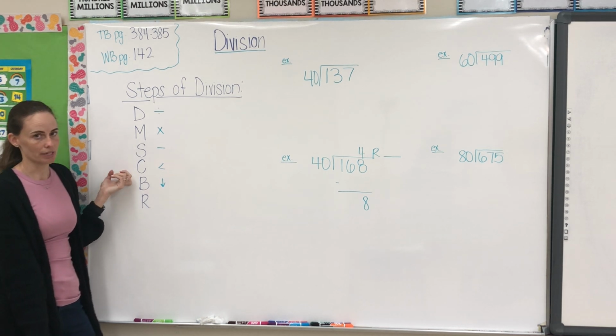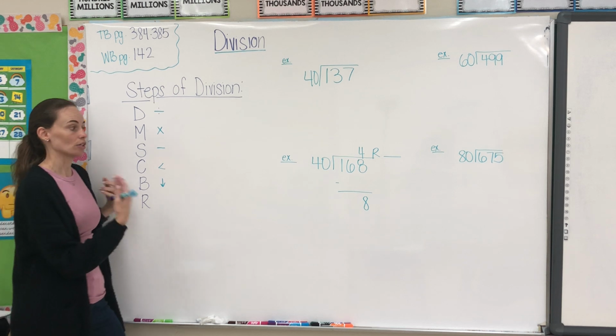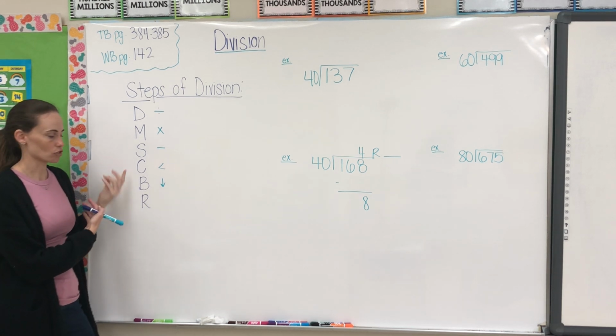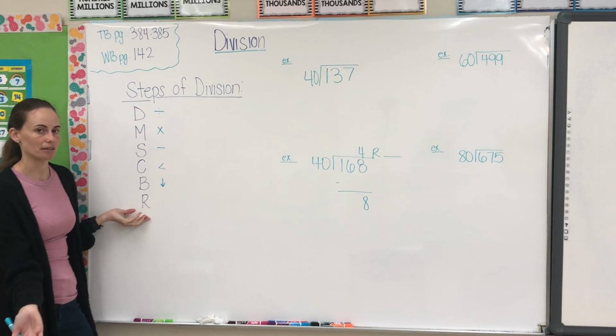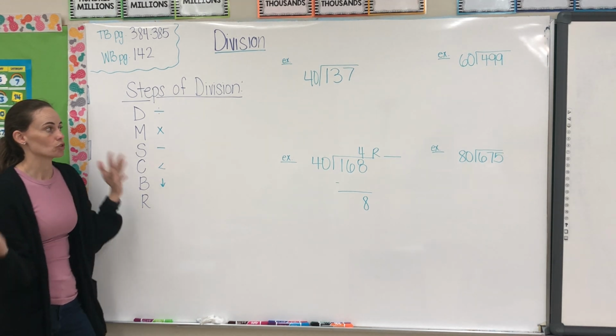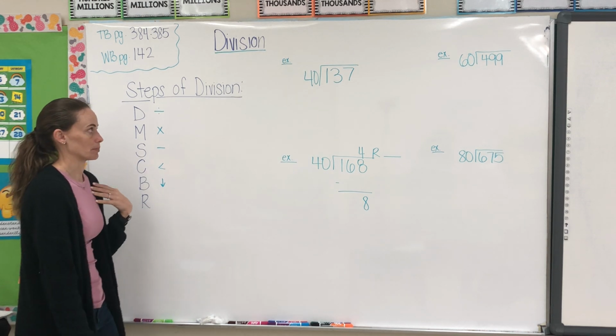If there's no numbers to bring down, then whatever is left, you have to make sure that it's less than the divisor, and that would become your remainder. So the R is for repeat or remainder, depending on the problem. Okay? So let's go through the steps to do the example.